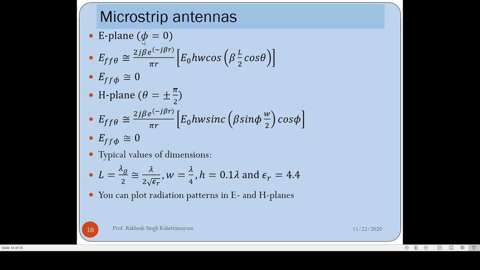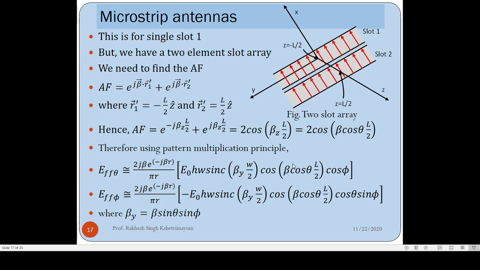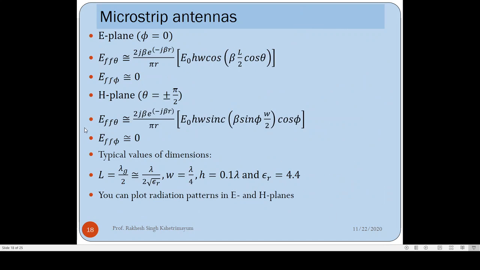In the E plane, phi is equal to 0, which means the YZ plane. When you put phi equal to 0, this will become 1 and this will become 0, so we have only the theta component of the field. The E theta component will be 2j beta exponential minus j beta r divided by pi r, E naught omega, cos of beta L by 2 cos theta.